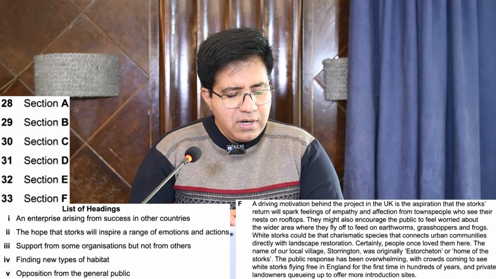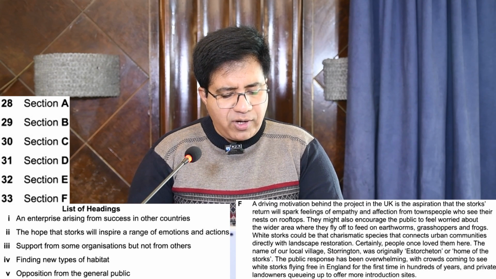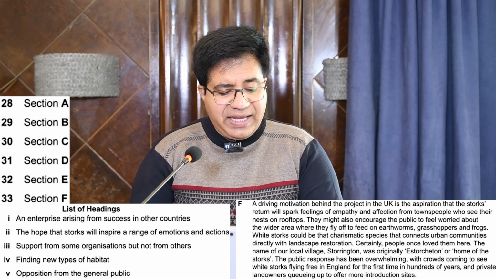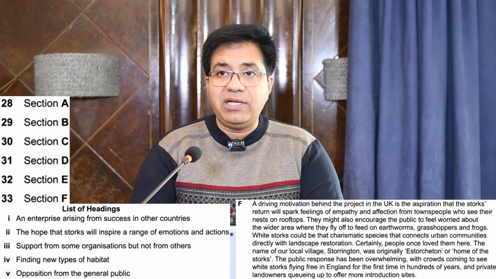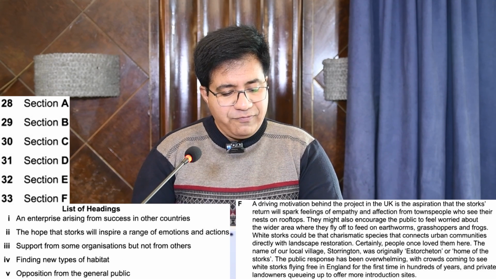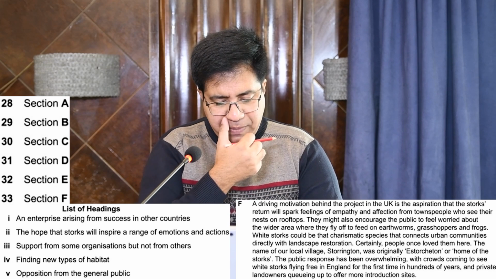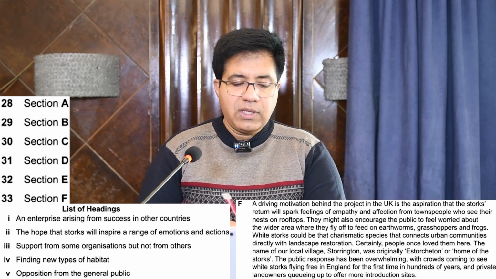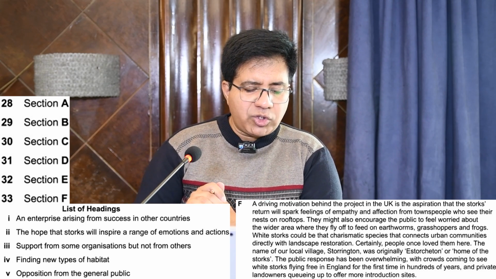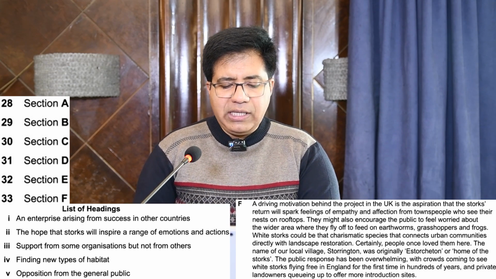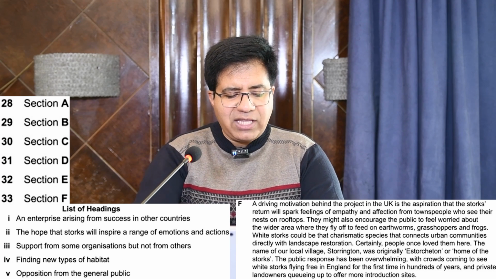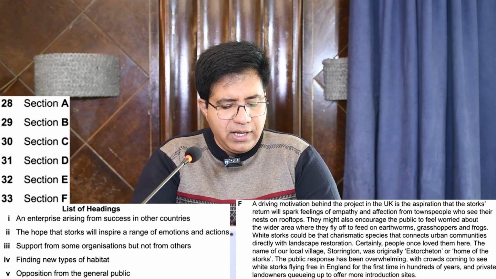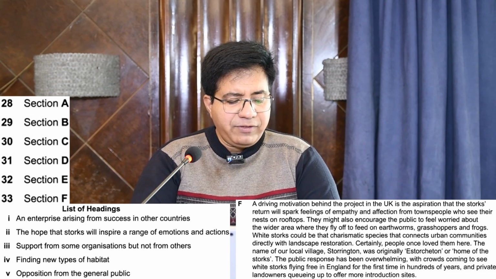Paragraph F. A driving motivation behind the project in the UK is the aspiration that the stork's return will spark feelings of empathy and affection. Feelings, emotions, feelings of empathy and affection from townspeople who see their nests on rooftops. Heading number 2, hope that storks will inspire a range of emotions and actions. And by the way, emotions are here. Spark feeling of empathy. Feeling of empathy is emotion. And what is action? Same paragraph, third last line.